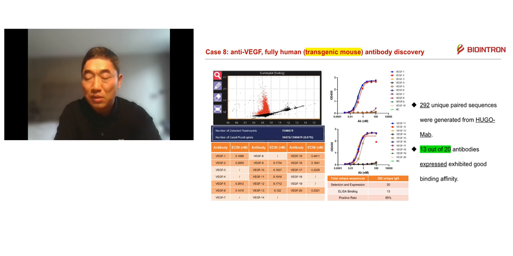Okay, now back to this case study. The target is VEGF. With our AbDrop antibody discovery solution, after animal immunization, we got 292 paired sequences, and we chose some of them to express. You can see 13 of 20 that were expressed showed very good binding activities.